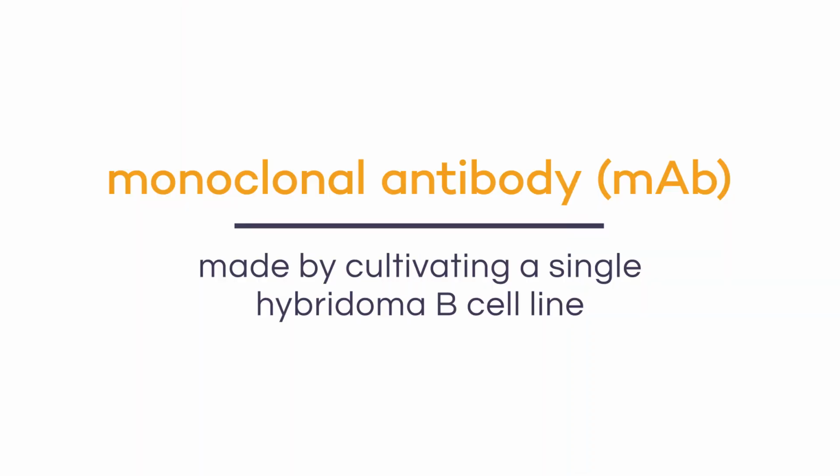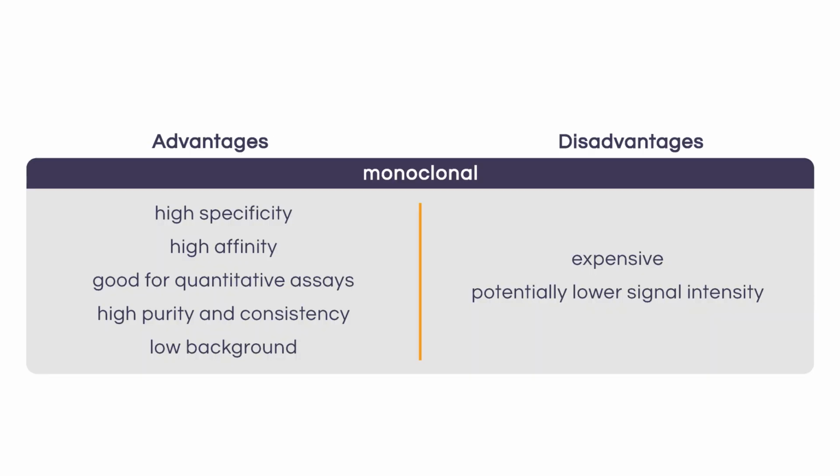The first of these categories is the monoclonal antibodies. These are produced by cultivating a single hybridoma B cell line, which produces one single antibody clone. Every molecule of an antibody that is produced in this way will bind to the same epitope on the same antigen. As a result, they are usually highly specific for their target proteins and will bind with high affinity.